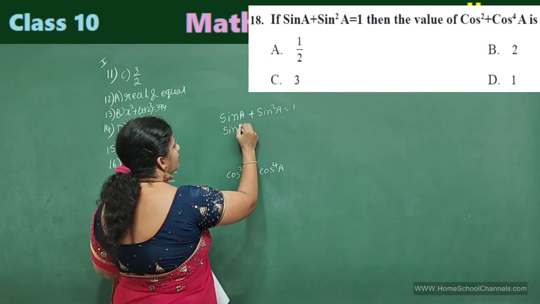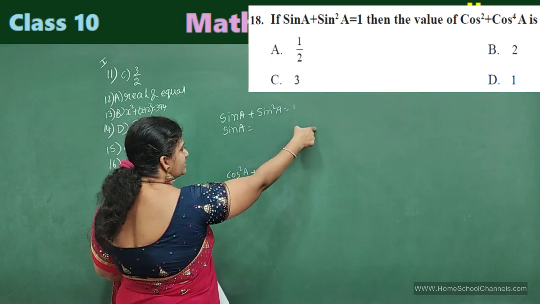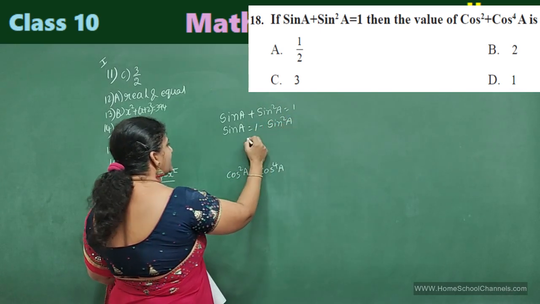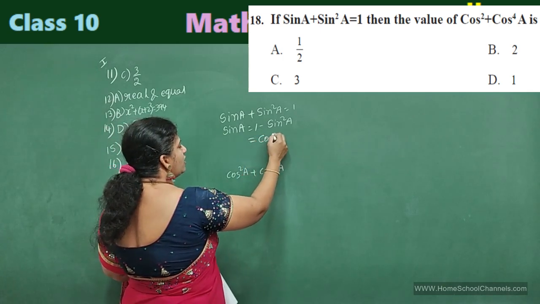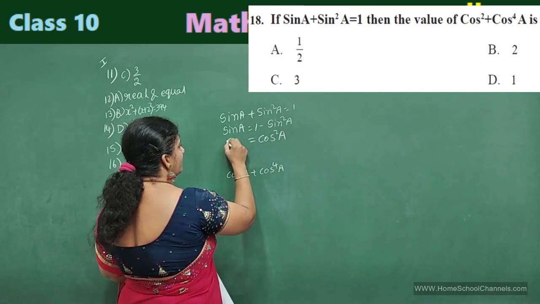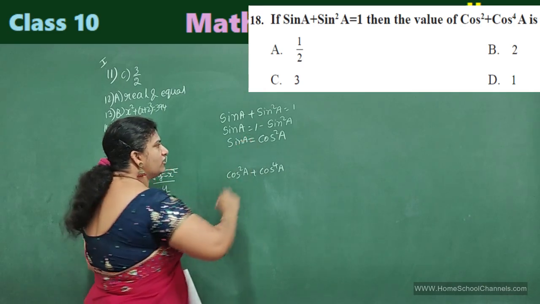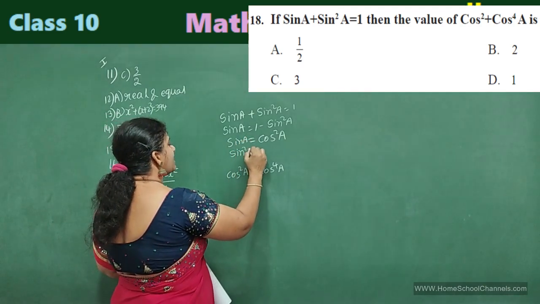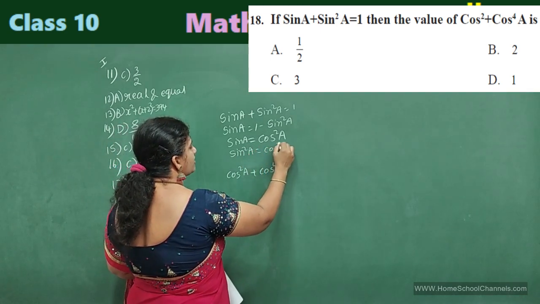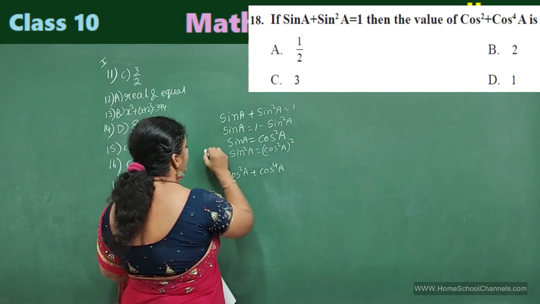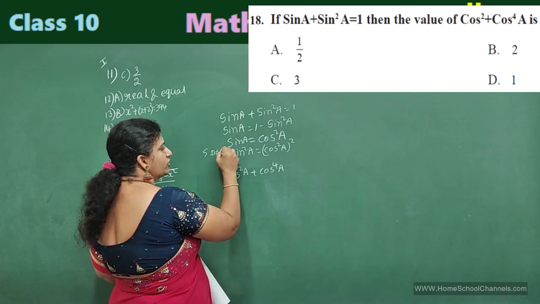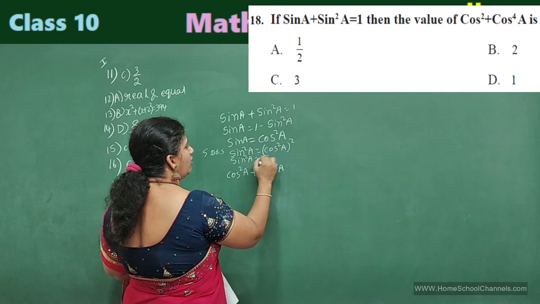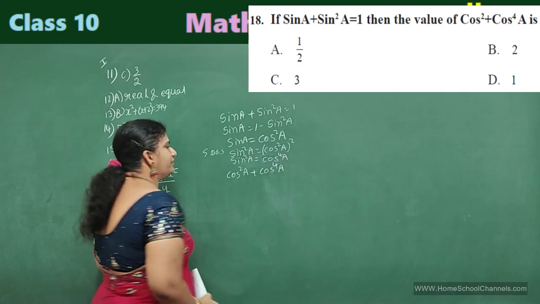Sin A, send this to the other side, 1 minus sin square A. What is 1 minus sin square theta? It will be cos square theta. That means cos square A. Sin A is equal to cos square A. If I square this, what happens? Sin square A is equal to cos square A whole square. I have done squaring on both sides here. We get sin square A is equal to cos power 4 A.